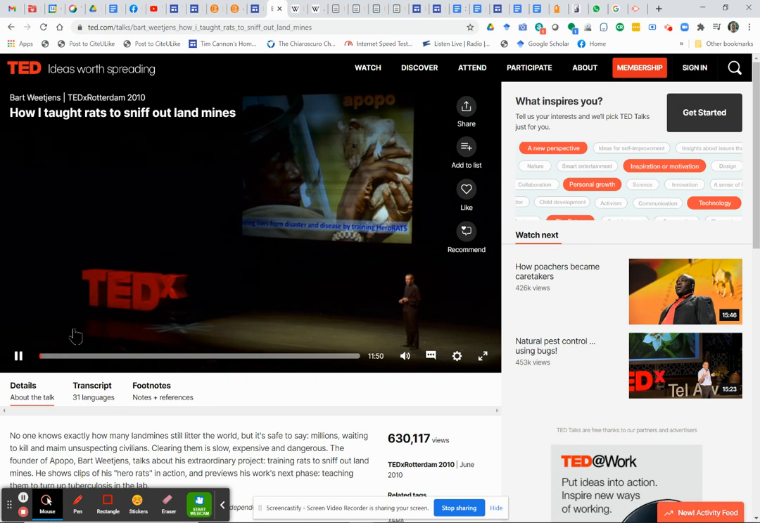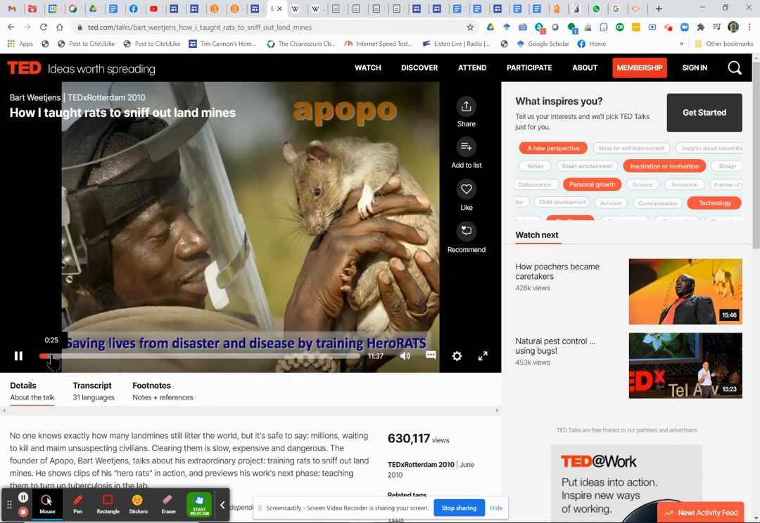So he starts talking about how he likes rodents. By detecting landmines. Look at that. And tuberculosis. Look at that rat. They grow them big in Africa. So there are a lot of landmines there. And rats have pretty good olfactory systems. So the rats were trained.